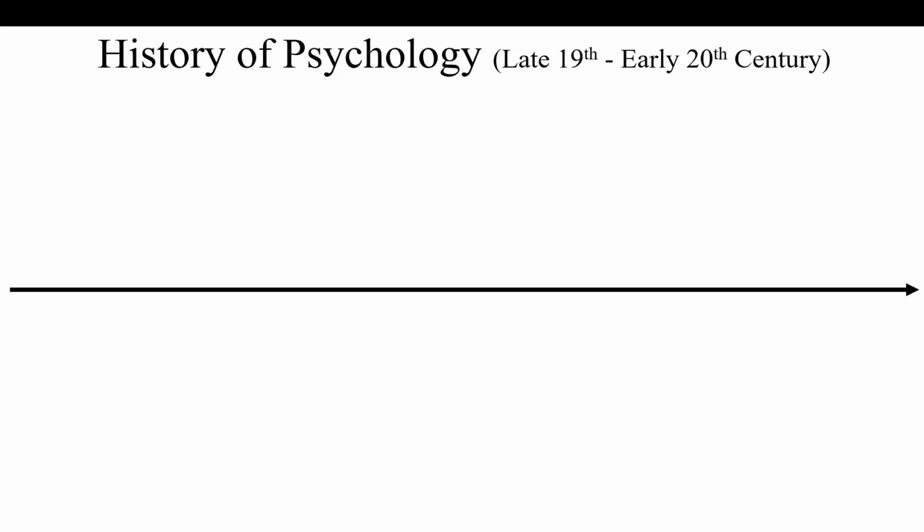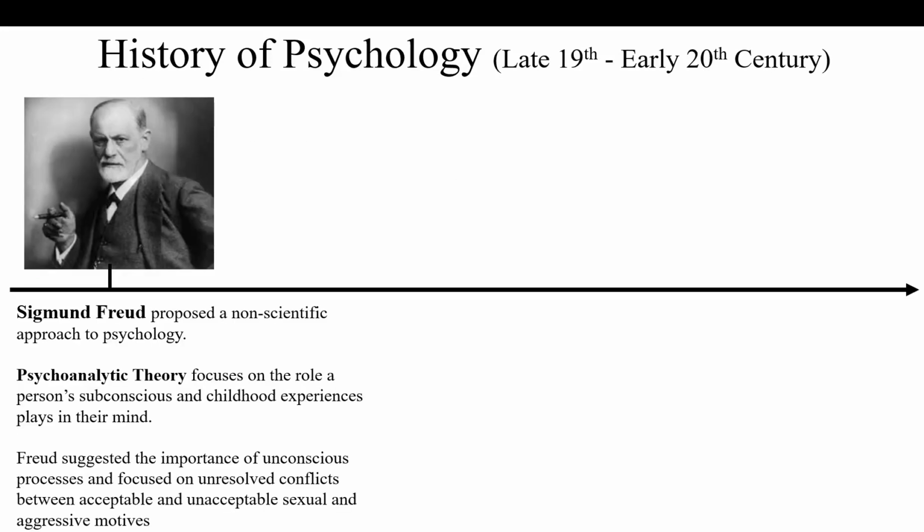Next, in the late 1800s and early 1900s, Sigmund Freud proposed a non-scientific approach to psychology that was based on exploring what Freud called the unconscious. Freud introduced psychoanalytic theory, which focuses on the role of a person's subconscious and how a person's childhood experiences influence their life. According to Freud, the unconscious mind was a place where feelings and urges collected but had no conscious awareness. Freud suggested the importance of unconscious processes and focused on unresolved conflicts between acceptable and unacceptable sexual and aggressive motives.